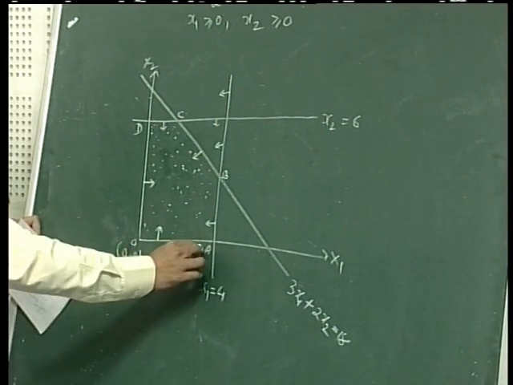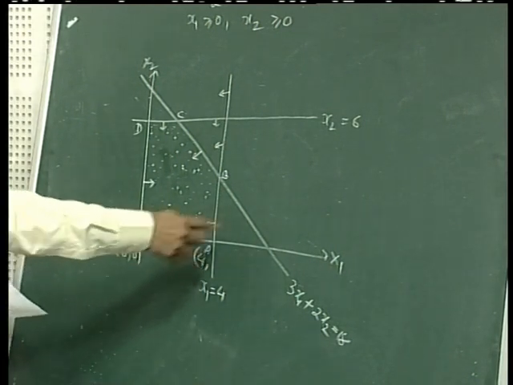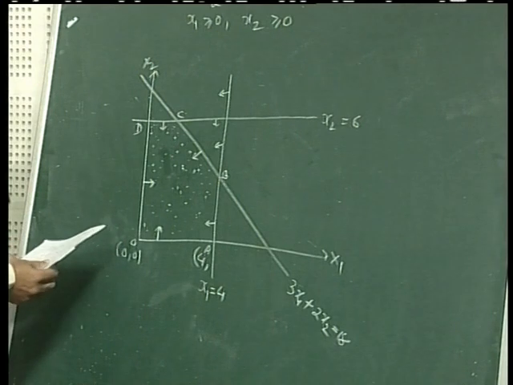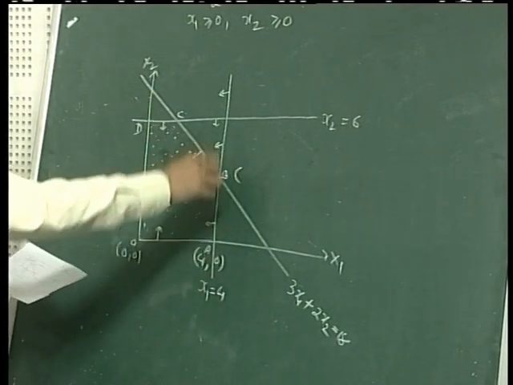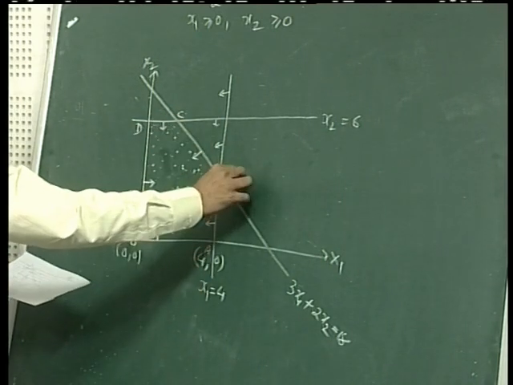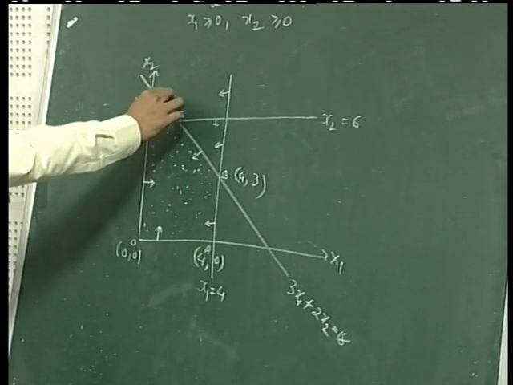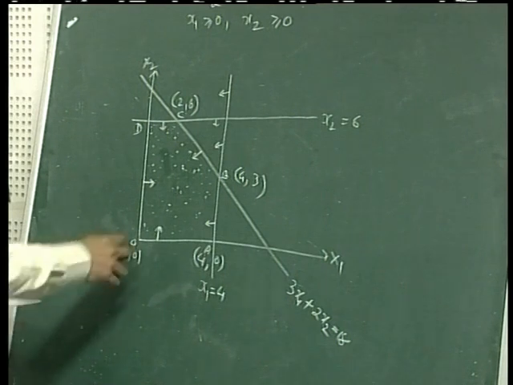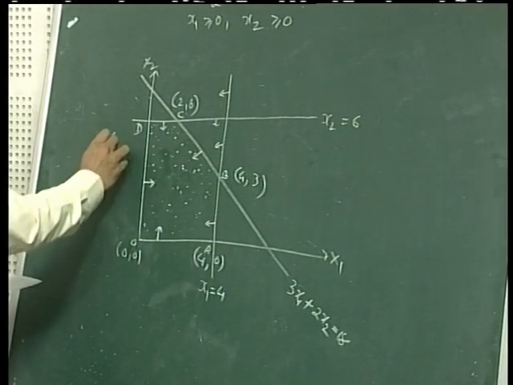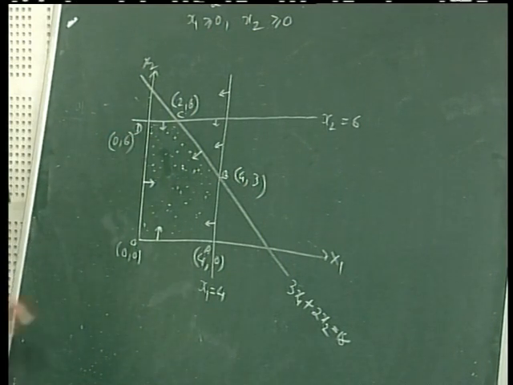So one can read the coordinates. O is (0, 0). One can find the coordinates of A: x1 is 4, so A is (4, 0). Coordinates of B: x1 is 4 here, and x2 is 3. The coordinates of C can be worked out. They are (2, 6), and then the coordinates of D on the x2 axis, so (0, 6). So this way all these coordinates are found.